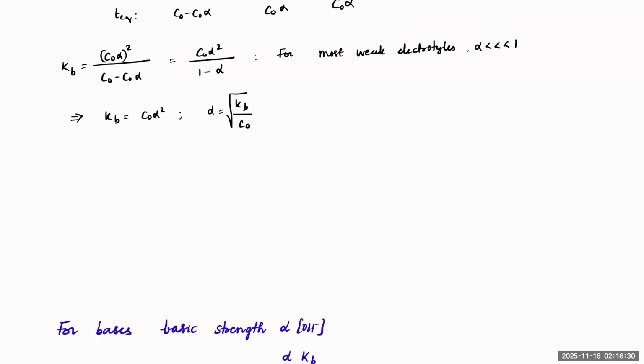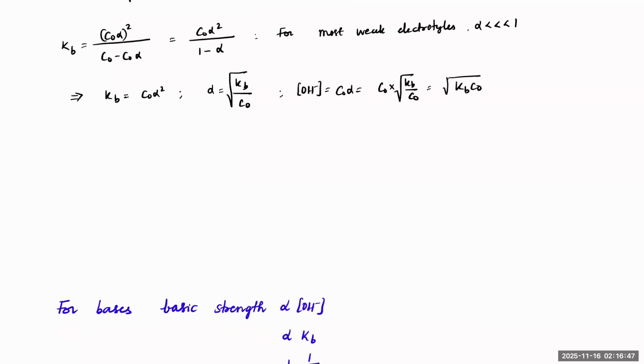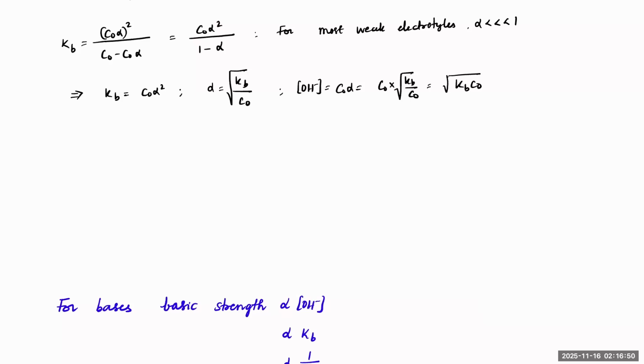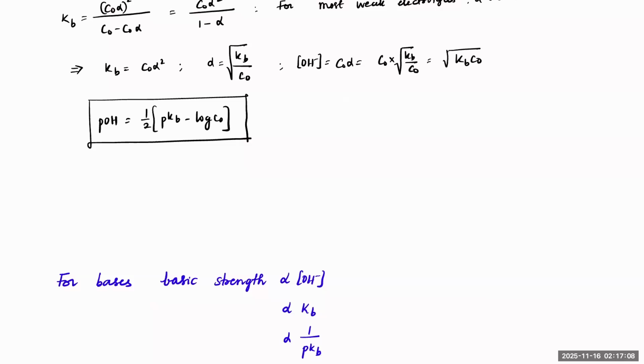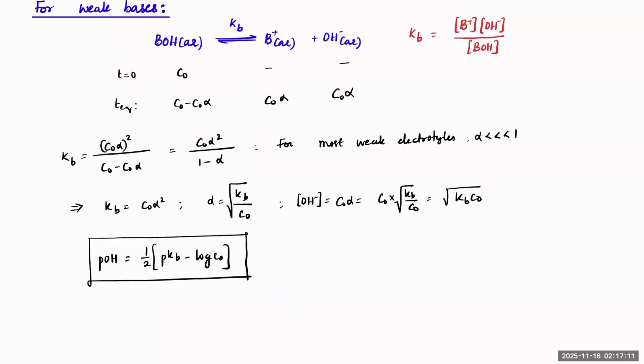And hence, OH minus concentration will be equal to C naught alpha, which is equal to C naught into under root of Kb by C naught. That is under root of Kb C naught. Clear? So here, OH minus concentration, if I write in terms of pOH, pOH will be equal to half of pKb minus log C naught. So you can see the formula is the same. Only difference is instead of H plus we have OH minus, and instead of pKa now we have pKb. The derivation is also the same.